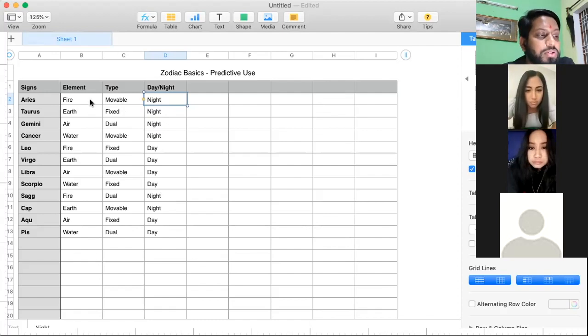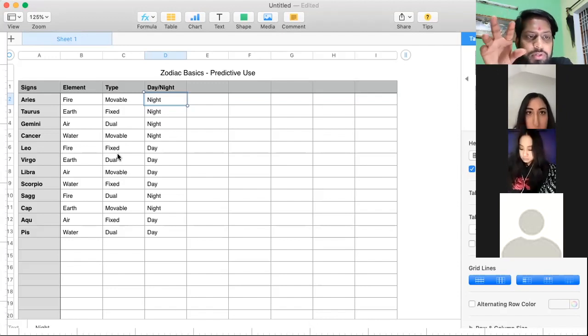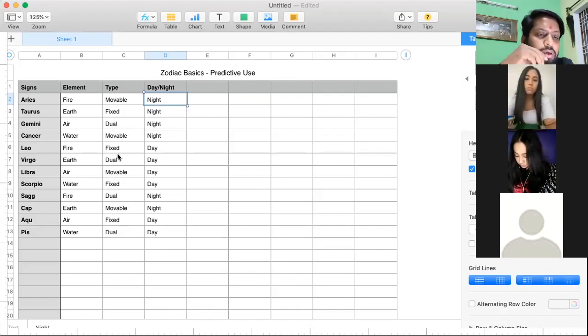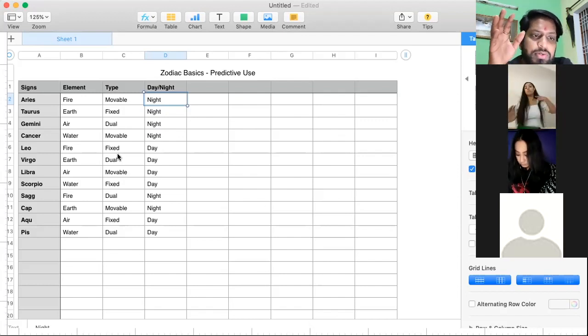Basically, the elements and the types of the zodiac signs are the two most famous categories of the zodiac, but people don't know how to use them in predictions. The third, which I introduced, is the day-strong and night-strong concept. Some signs are day-strong signs and some signs are night-strong signs.